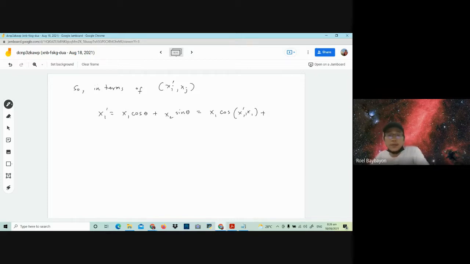Plus x2 sine of x1 prime, x1. Okay? So instead of theta, I will use another notation for the angle theta.